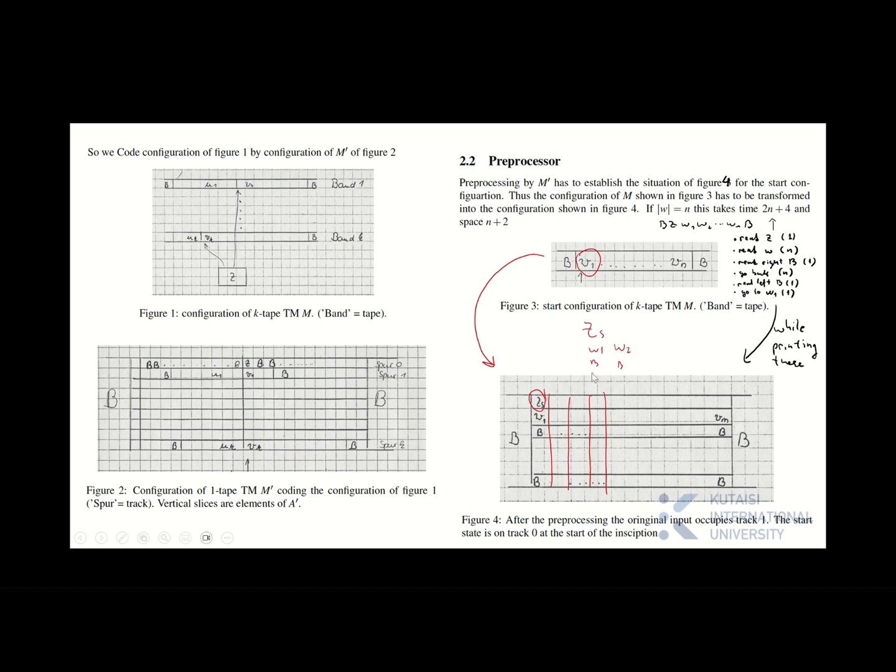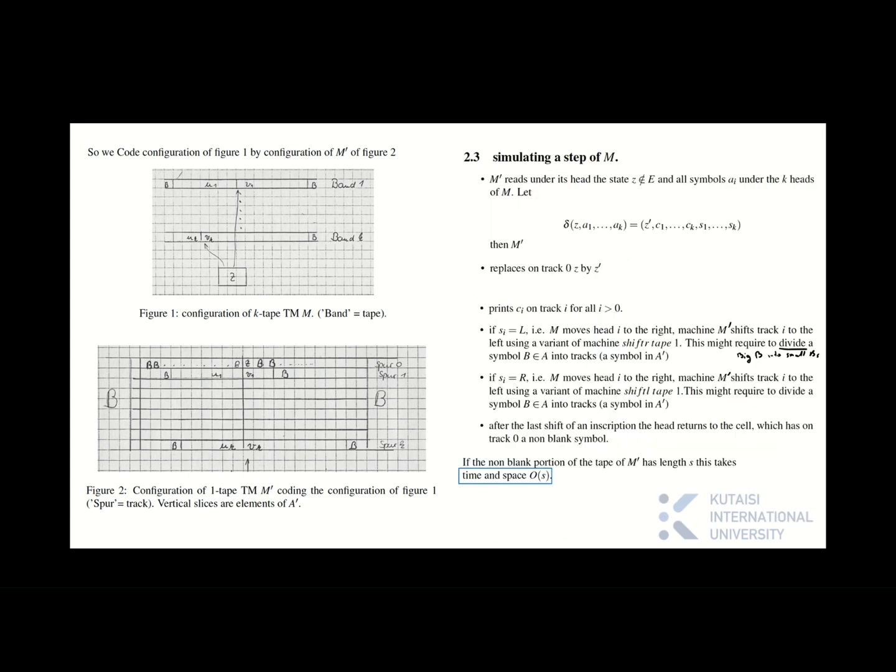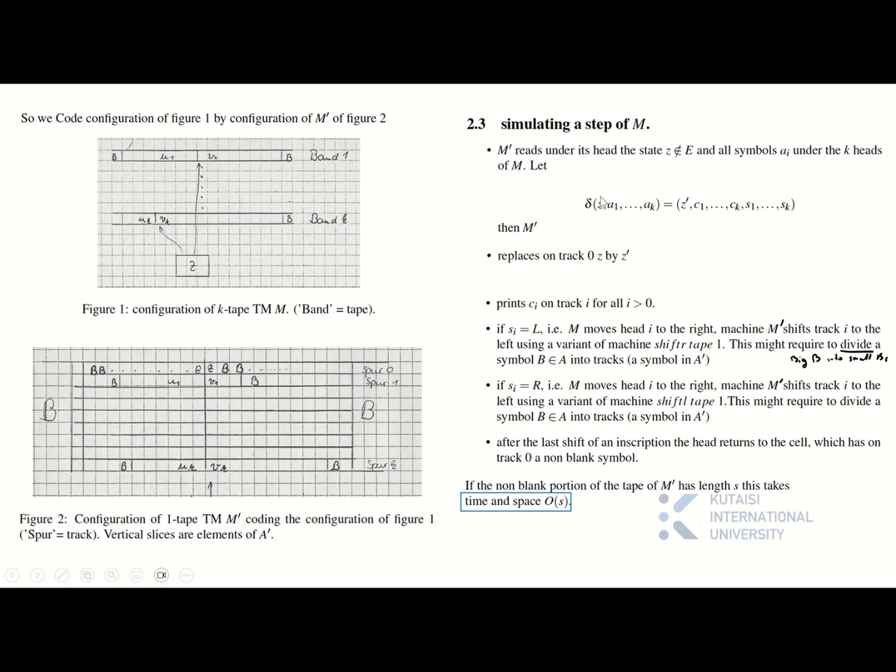So very quickly speaking, you do pre-processing like this, and now the only place I have to explain how this works is exactly how I have to simulate the K-tape machine. So basically, how do you simulate this step? And you do this by, so your M prime is the one tape machine, right?